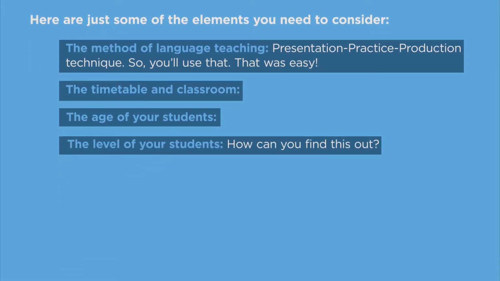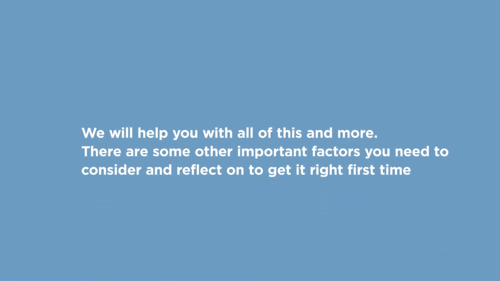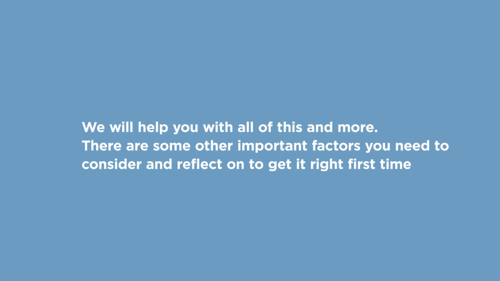The level of your students. With teenagers and adults, there may be varying levels of language capability. How can you find this out? The class size. How many students will there be? Not all activities are suitable for both small and large classes. Will you be able to involve them in all the activities?